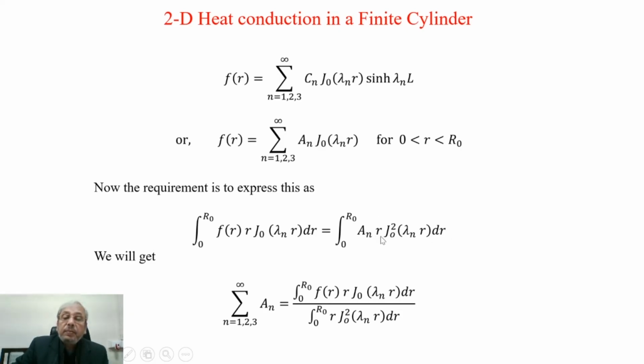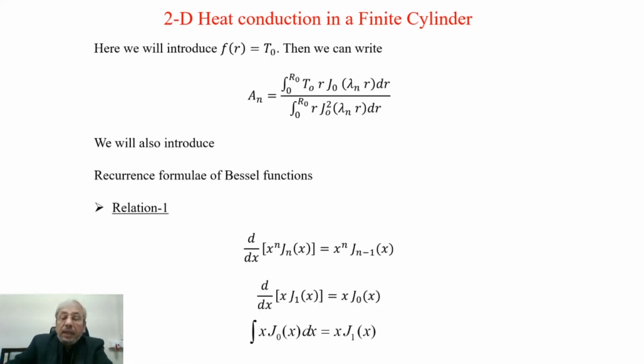So both the sides we are multiplying basically by r J naught lambda n r and integrating between 0 to R naught dr. Then the series coefficient An can be expressed as integral 0 to R naught Fr r J naught lambda n r dr, this quantity divided by integral 0 to R naught r J naught square lambda n r dr. So if we can evaluate this part, we are through, we will get An.